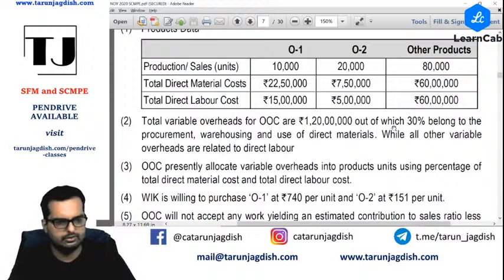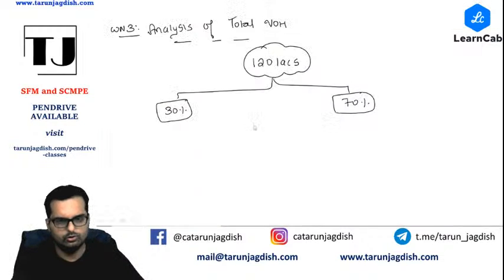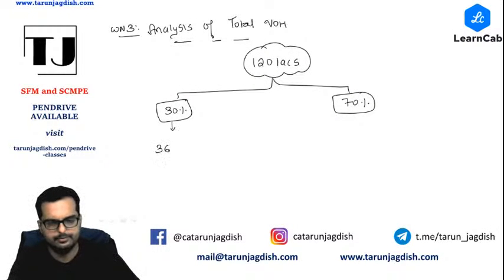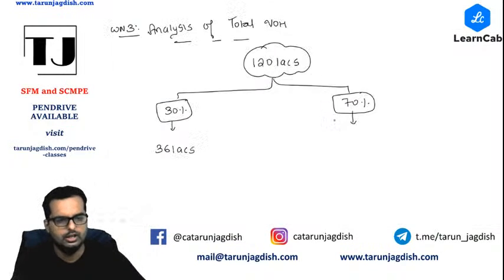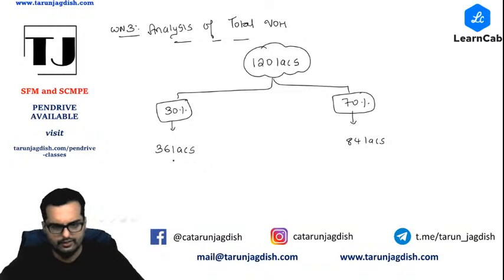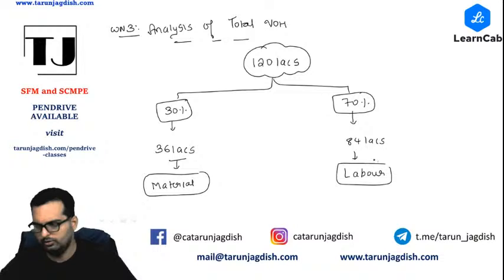Now everybody interact with me. How much is 30% turning out to be of 120 lakhs? Is that turning out to be 36 lakhs? And 70% turns out to be how much? 120 into 0.7 would be 84 lakhs. This 36 lakhs is what is attributable to material, and this 84 lakhs is attributable to labor. Can you please write down this in your books now?